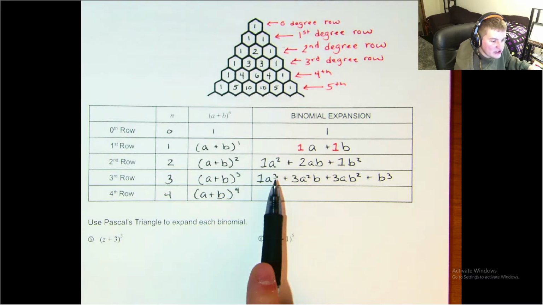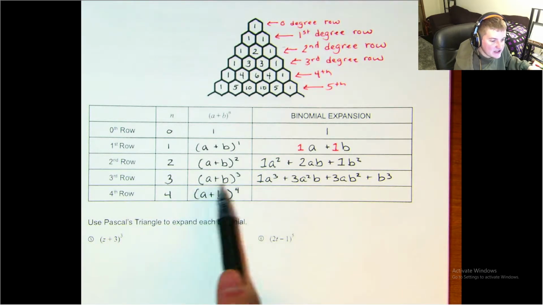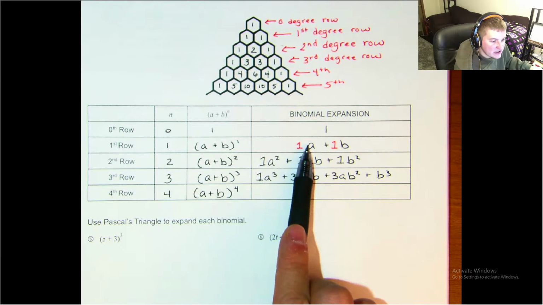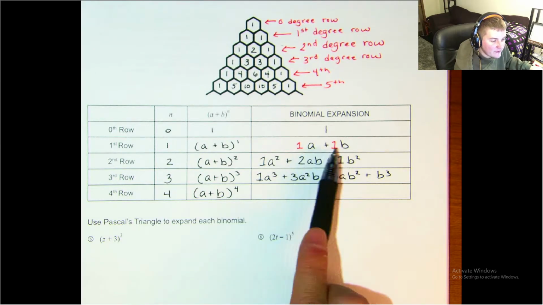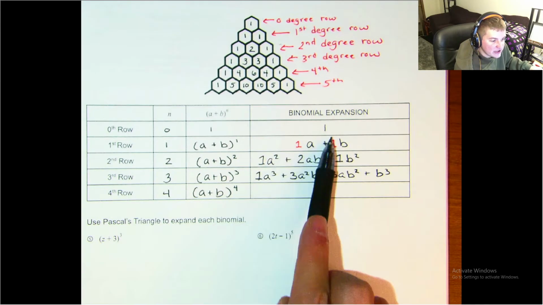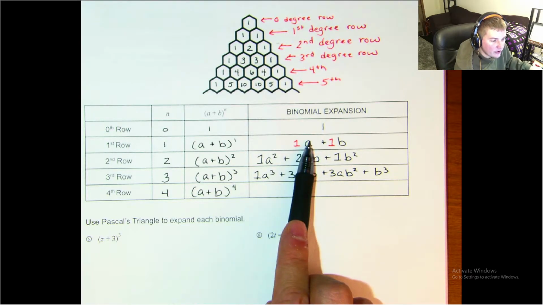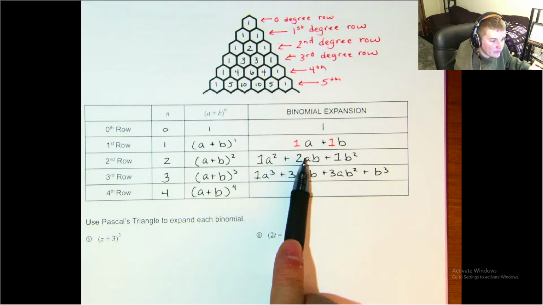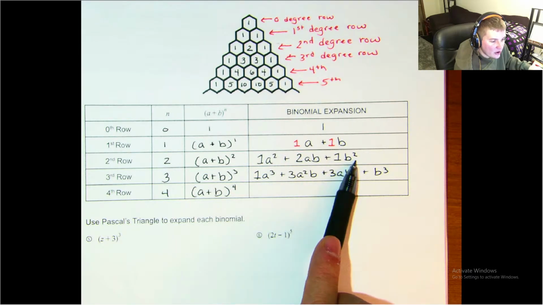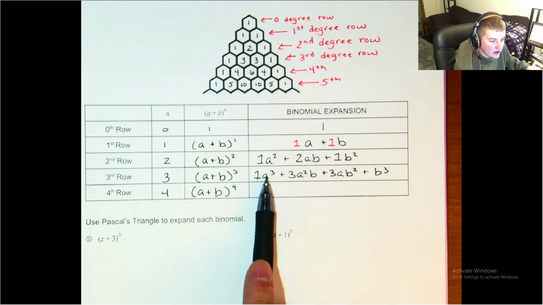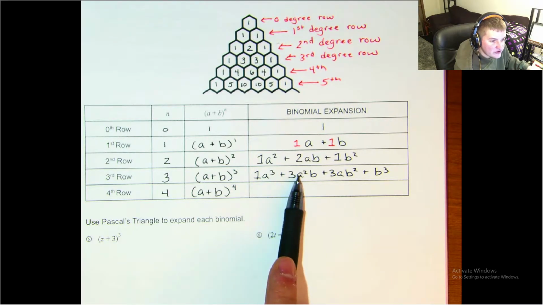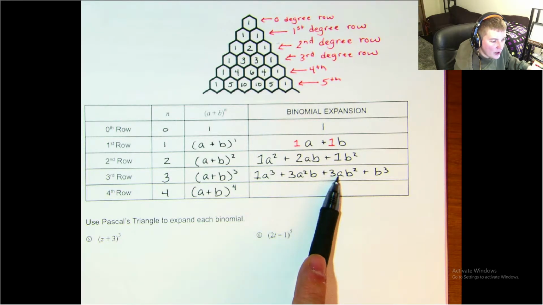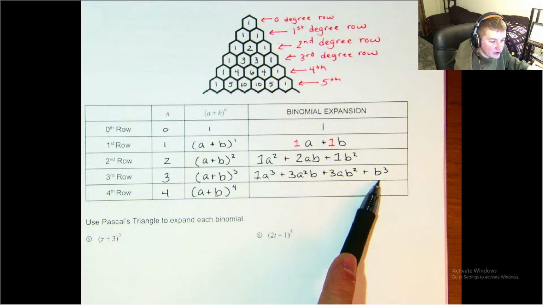Okay, so as you can see here, I have A's and B's. And what's happening to my A's? As my A's go from left to right, the exponent is decreasing. So there's no exponent here. Exponent of 1, then no exponent. Exponent of 2, exponent of 1, no a at all. Here, exponent of 3, exponent of 2, exponent of 1, no a value at all.